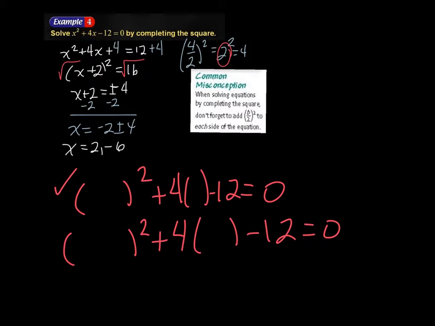And as always, it's a good idea to substitute back into the original equation and make sure it works. 4 plus 8 is 12, minus 12 is 0, and negative 6 times negative 6 is 36, minus 24 is 12, minus 12 is 0. So our check step works. We are happy with our two answers.